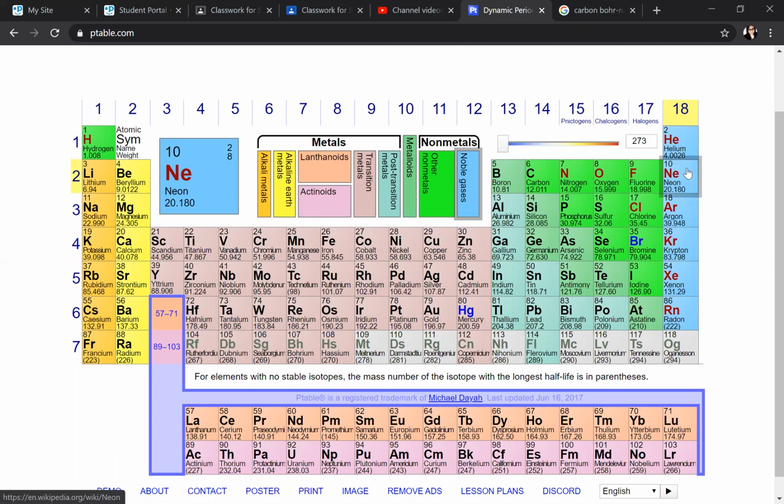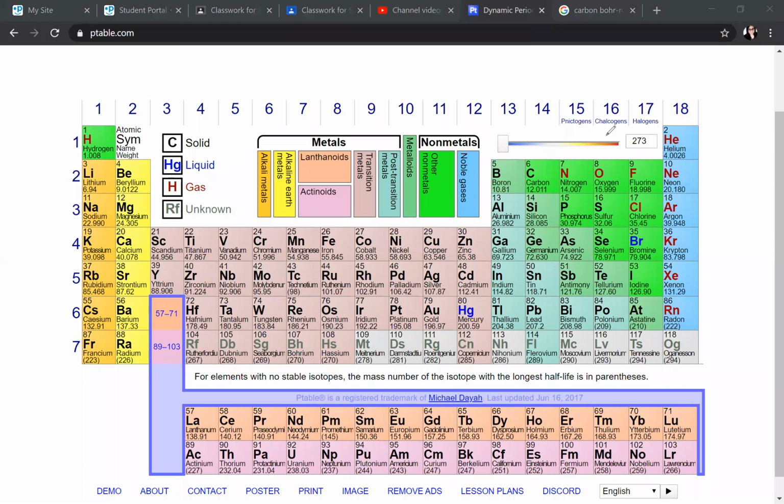And something to keep in mind for this group right here, these ones in our noble gases: once we have 8 valence electrons in the outer valence level, we say that these electrons form a stable octet. So a stable octet means they have 8 total electrons.